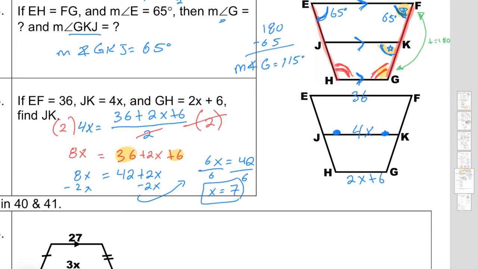Now, it's not asking us to find the value of x. It's asking us to find the value of the mid-segment, which is JK. So since I know it's given to me as 4x and I just found x, all I got to do is substitute in whatever I found x to be, which was 7, and simplify. So here, JK is equal to 4 times 7, which is 28.